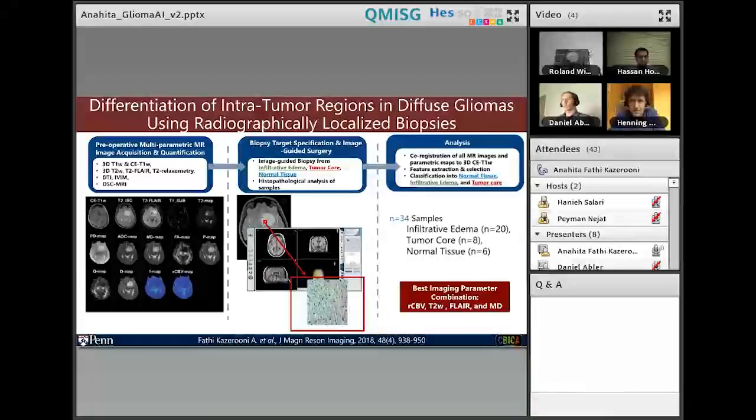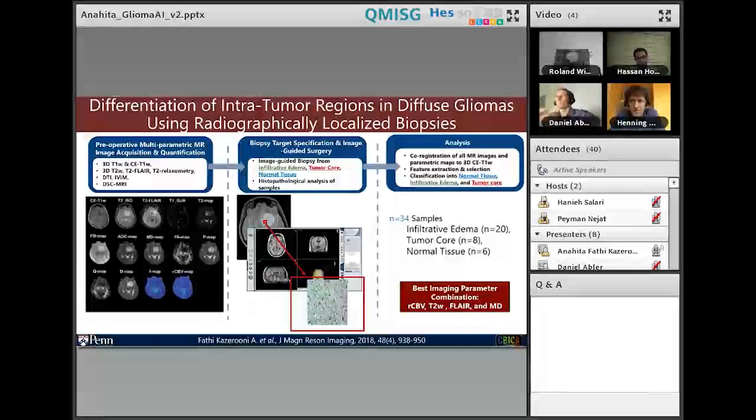I would just briefly show one of the works that we have done before in line with gliomas. We acquired different imaging scans, including conventional MRI, IVIM, DTI, and perfusion MRI, and we performed neuronavigation to select specimens from edema region, tumor core, and normal tissue.